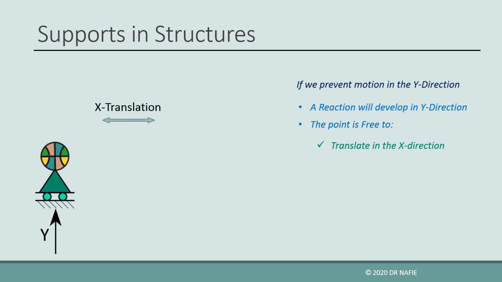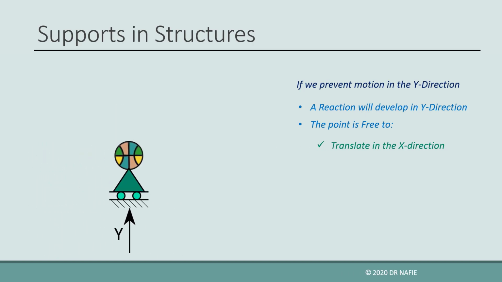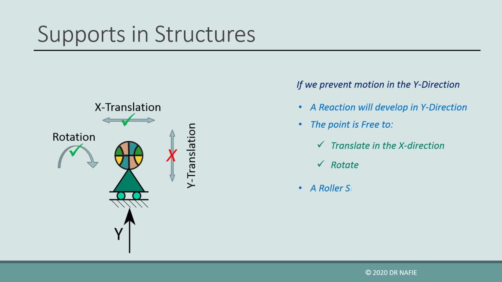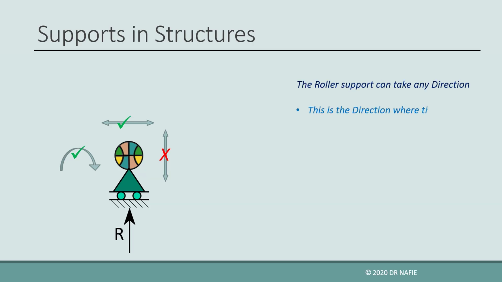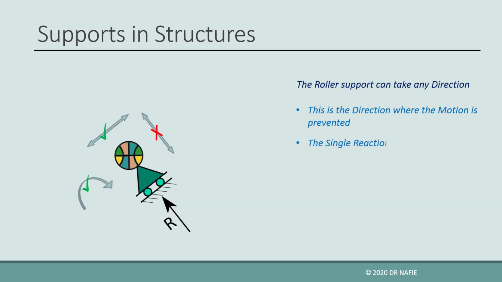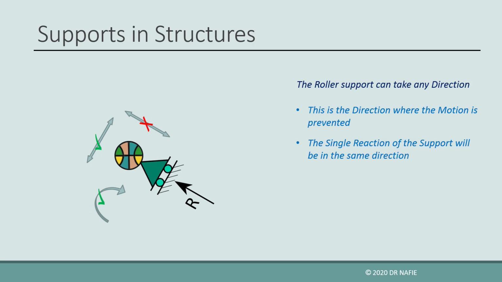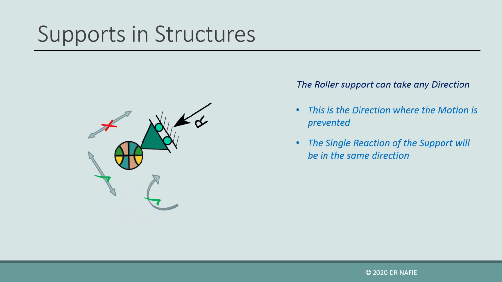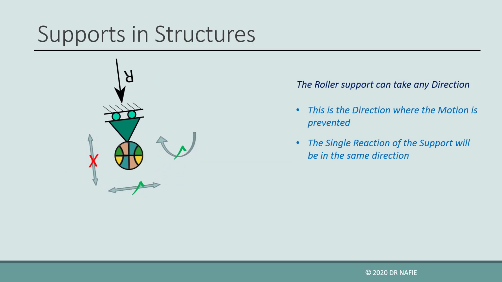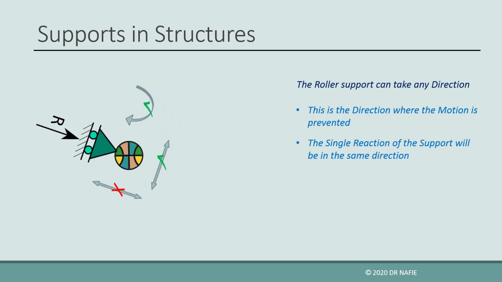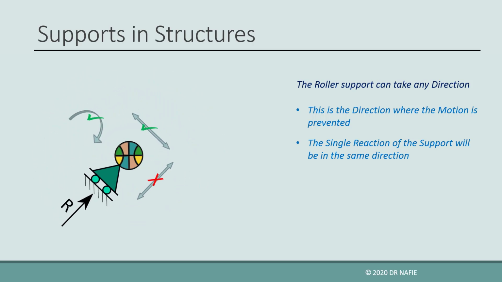Because the x translation and the rotation are kept free, a roller support will be created, and it will be in the y direction. In fact, a roller support can take any direction. The direction of the support is the direction in which the motion is prevented, and it will also be the direction of the single reaction developed in the roller support.